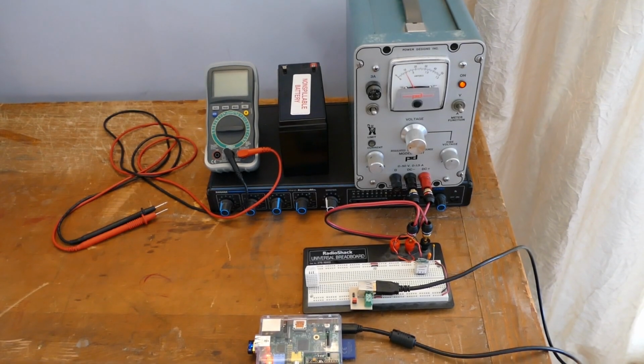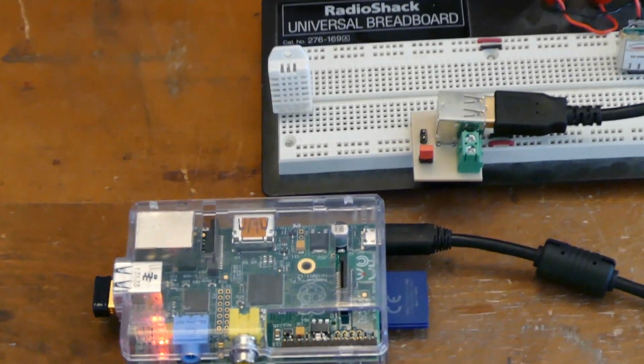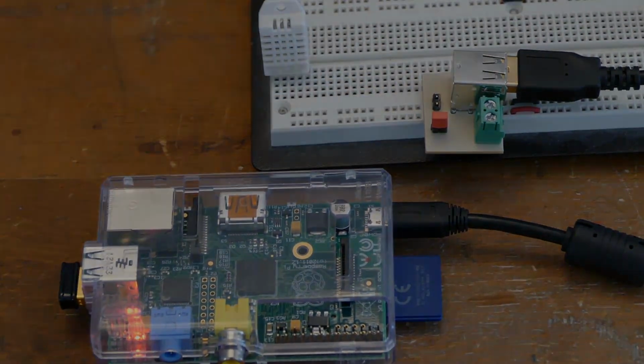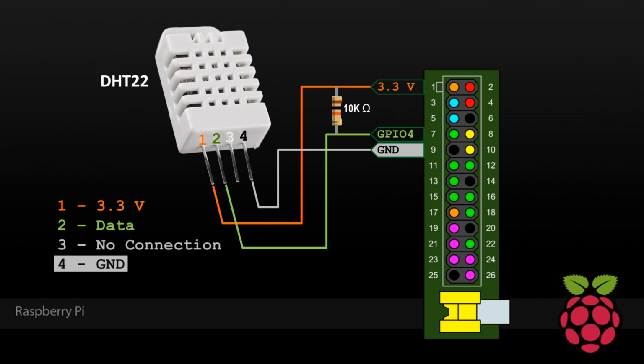On my workbench, I have the DHT22 plugged into the first four slots of my breadboard. To hook it up, pin 1 goes to the Pi's 3.3 volt pin. Pin 2 goes to GPIO 4. Pin 3 is not connected to anything. And pin 4 goes to ground. Also, make sure you place a 10k ohm resistor between the data line and the 3.3 volt.